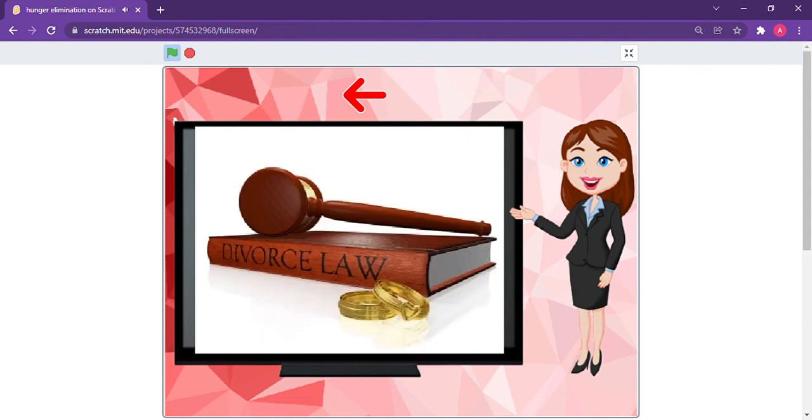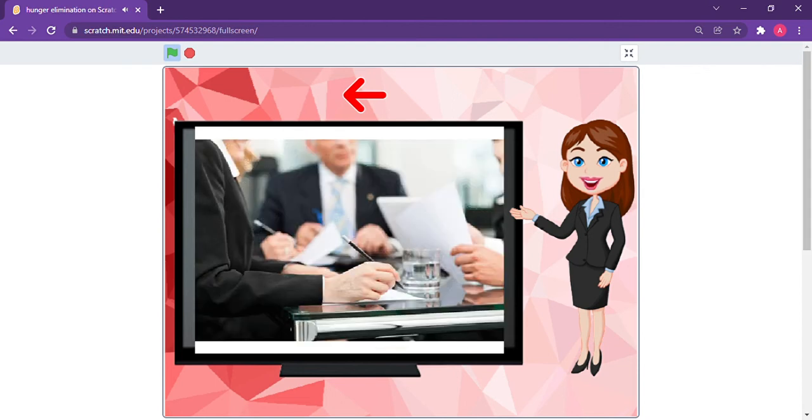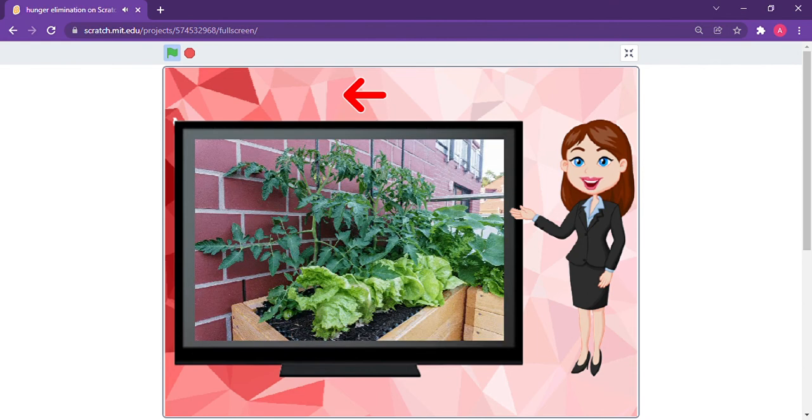4. Proper rules and laws for employee betterment, such as an increase in minimum wages. 5. Educating people to be self-sustainable. Vertical farming can be done. If every building has small balcony extensions for kitchen gardens, a lot of food and vegetables can be grown.